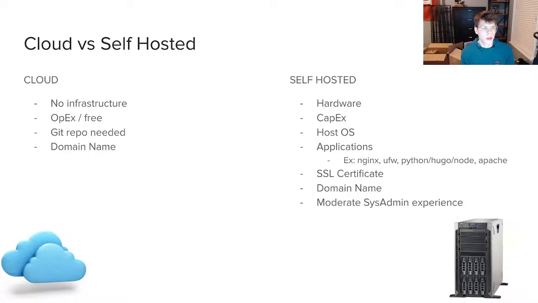So let's talk about cloud versus self-hosted, right? Cloud has no infrastructure. It has OpEx, which is operational expenditure, which pretty much means instead of buying your servers every 6 months, every year, every 2 years, the amount of money you spend just to host it is what you're going to spend instead. For a lot of simple websites that you might be running and that I'm running, it's actually going to be free. And then you're going to get a Git repo and a domain name.